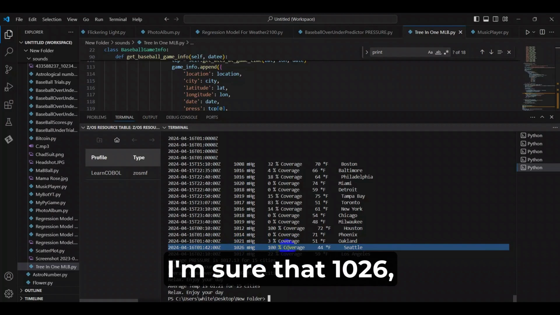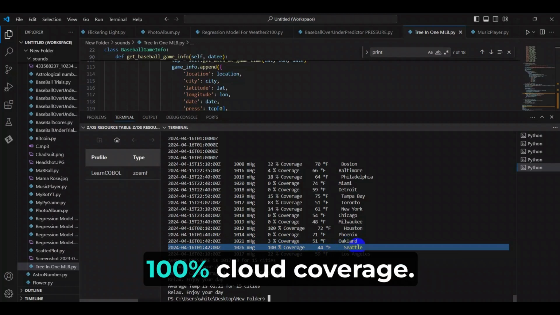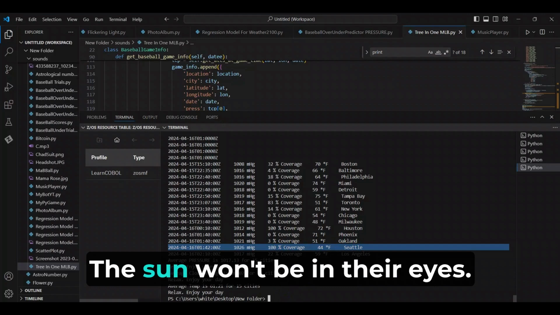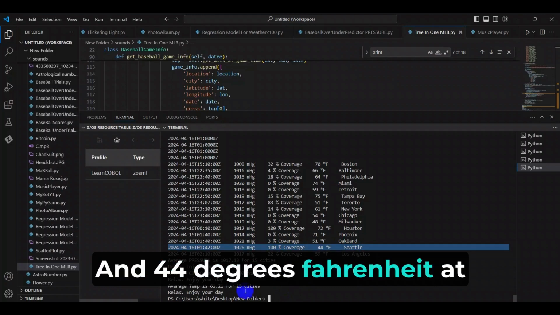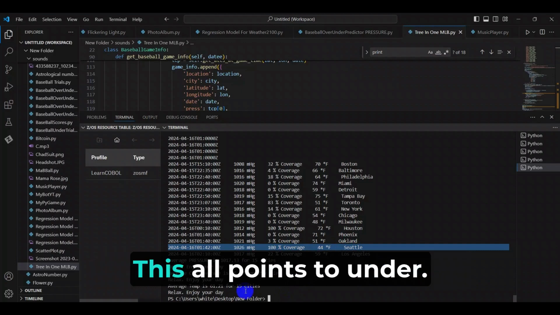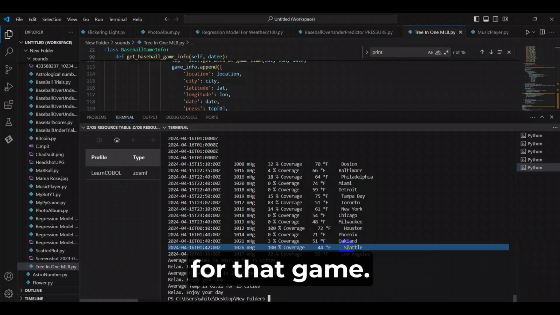I'm sure that 1026, that's some heavy pressure. 100% cloud coverage. That means that the players will be able to see just fine. The sun won't be in their eyes. And 44 degrees Fahrenheit at start time. That's a cold night. This all points to under for that. That's a big time under for that game.